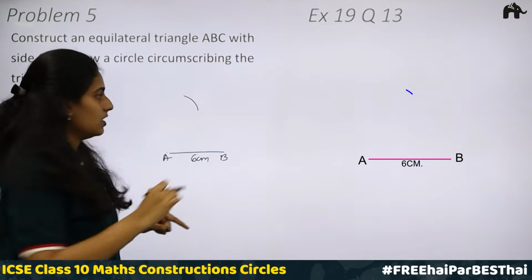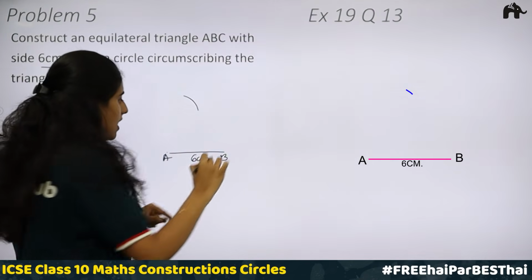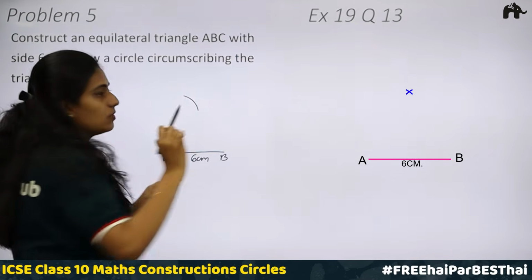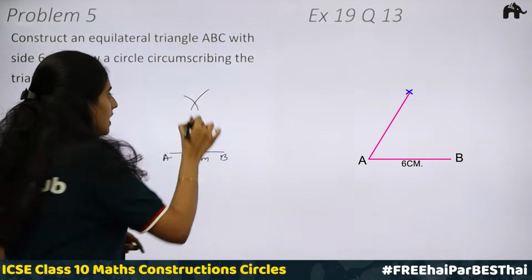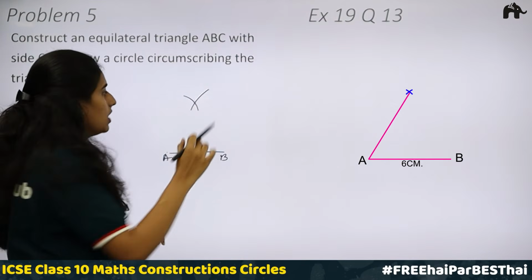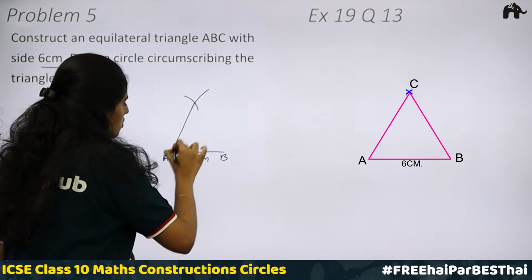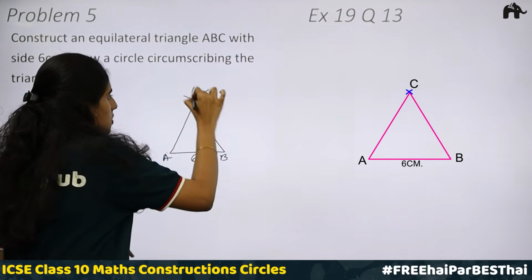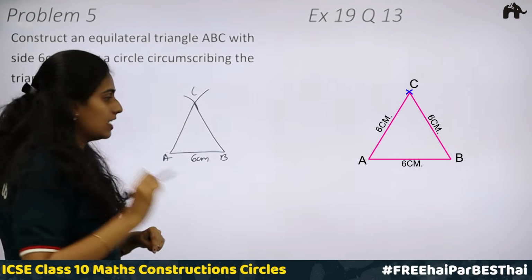So, this arc is the first one, and keeping B as the center, keeping the compass here, we are going to draw the next arc which is also of the length 6 centimeter. So, this is my second arc. Both the arcs will intersect at a point. From this point, join to A and B. I'll mark this point as C. So, ABC is the required triangle.